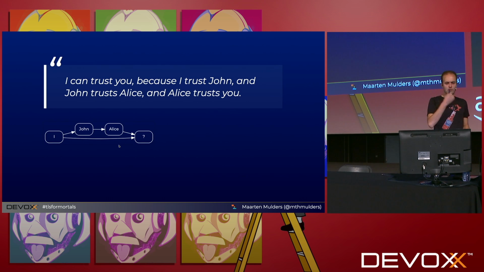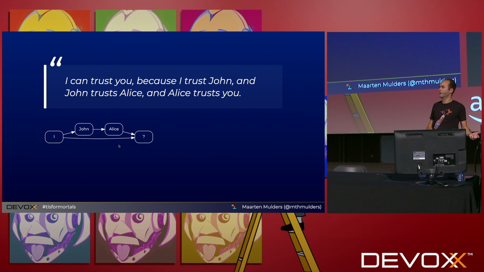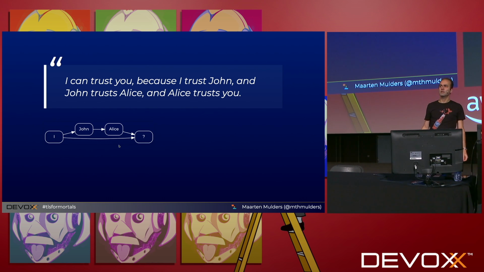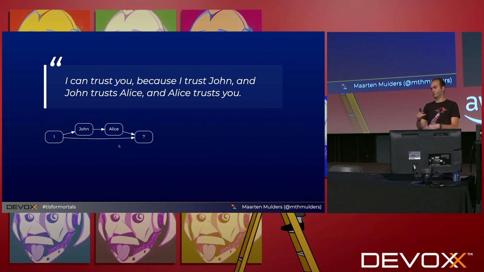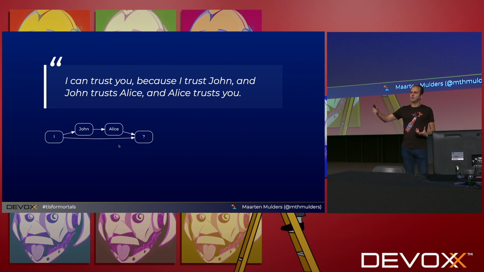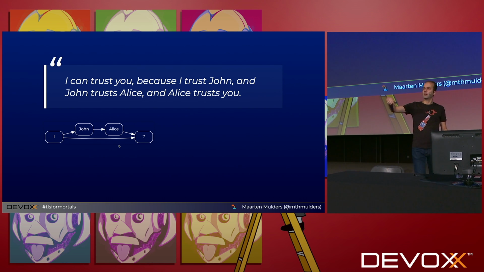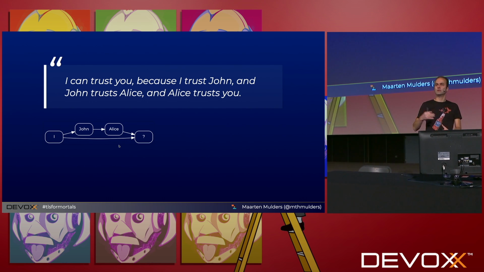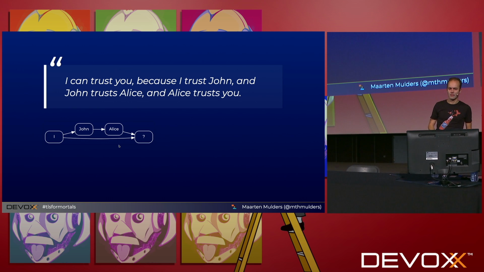Now, what basically happens here is, because I don't know all of you, and most of you probably don't know me, we need other entities in this game. For example, I can know John. John happens to know Alice. And you also know Alice. Now, I trust John. I don't only know John, but I also trust him. And John trusts Alice, and Alice trusts you. So by this trust relationship, I can trust you, or at least trust information that I get from you.